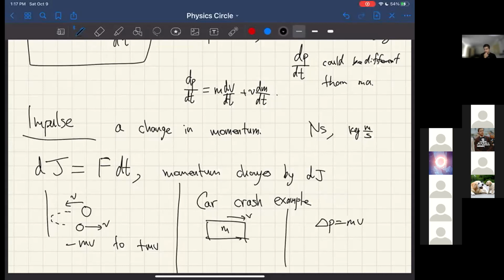Now, let's say you want to minimize the force on the car, because you want less force on the car so that the people in the car survive. Then what you want is for this collision to happen over a larger period of time, because we always know that the change in momentum is force times time, in a simplistic model where the force is a constant function of time.